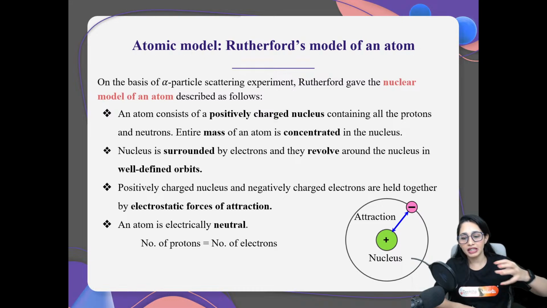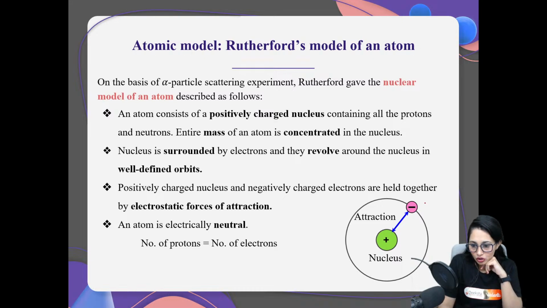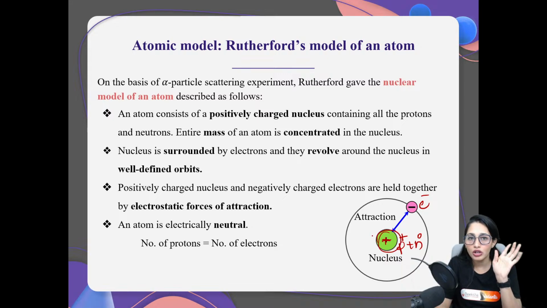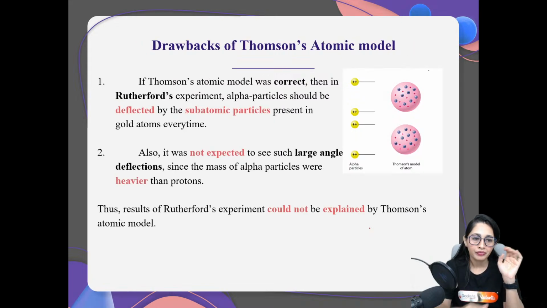The nucleus is surrounded by electrons, which means this is an electron and it is revolving around the nucleus. The nucleus has protons and neutrons. Protons are positively charged, neutrons are neutral, so obviously the nucleus will have a positive charge. An atom is electrically neutral, so the number of protons is equal to the number of electrons.